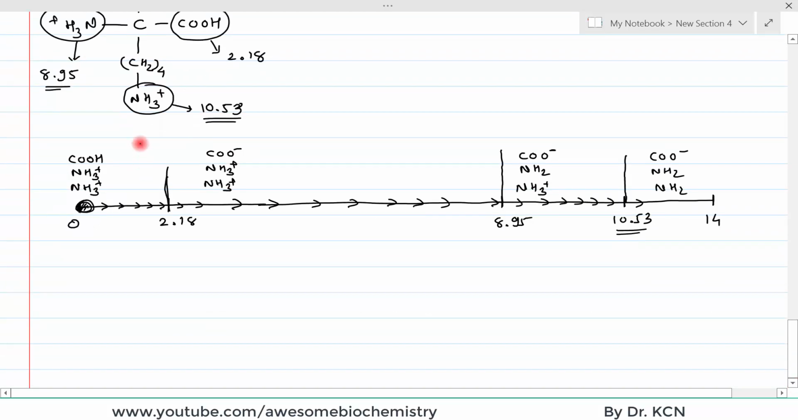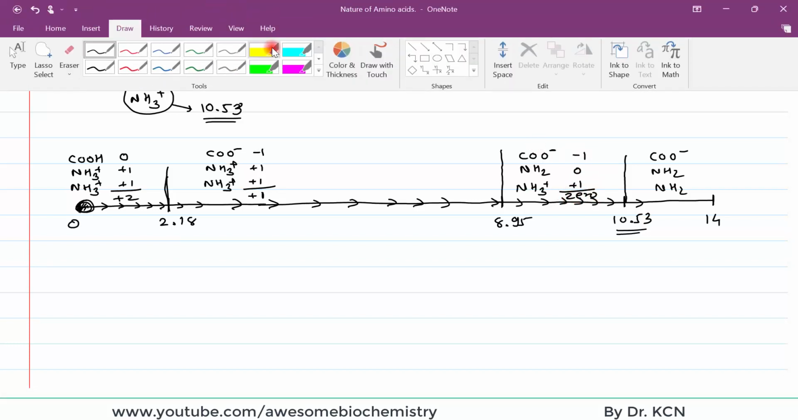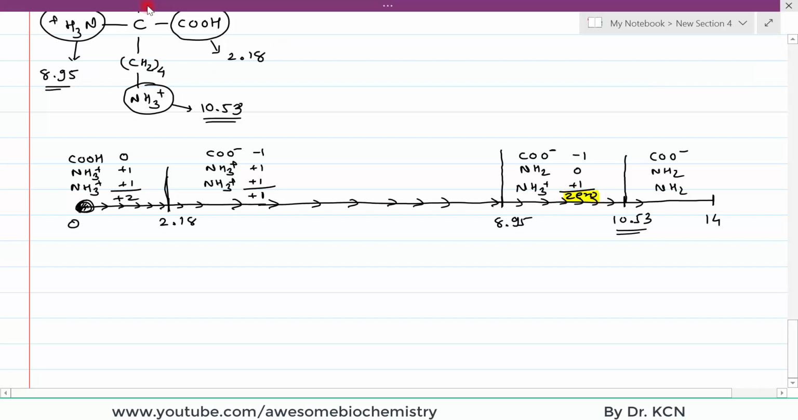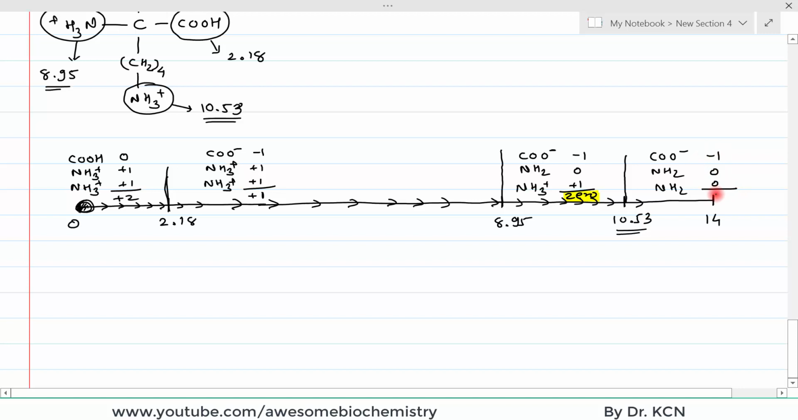So, now let us calculate the net charge. Here 0 plus 1 plus 1. So, net charge is plus 2. Here minus 1 plus 1 plus 1. So, net charge is plus 1. Here minus 1, 0 and plus 1. So, net charge is 0, which is important, right. So, here we can see minus 1, 0 and 0. So, net charge is minus 1. So, Zwitterion is observed at this place.